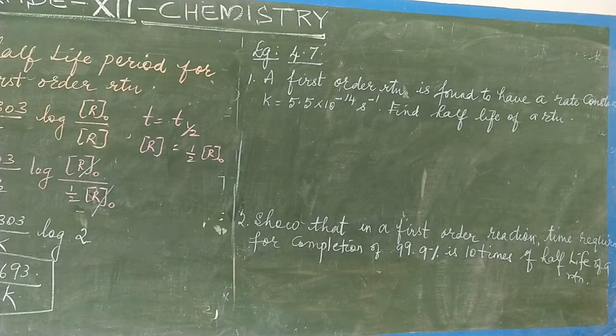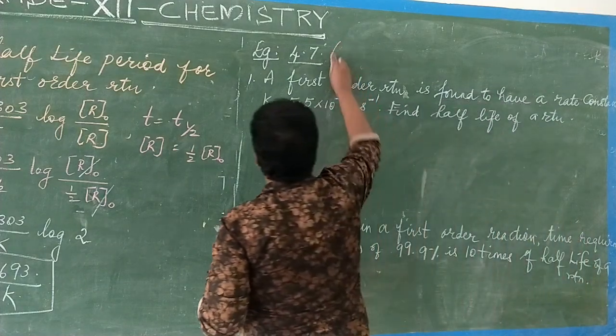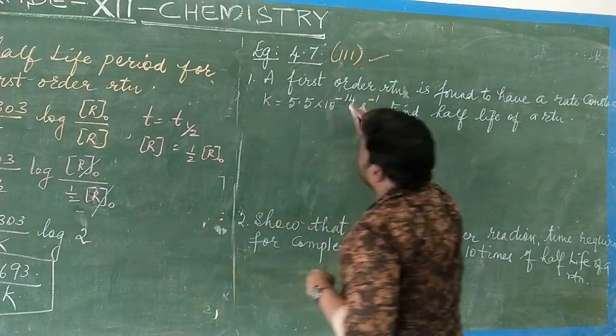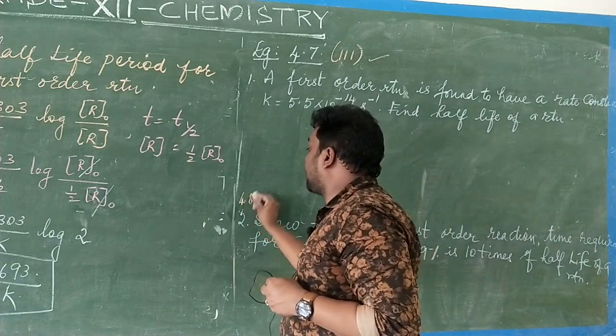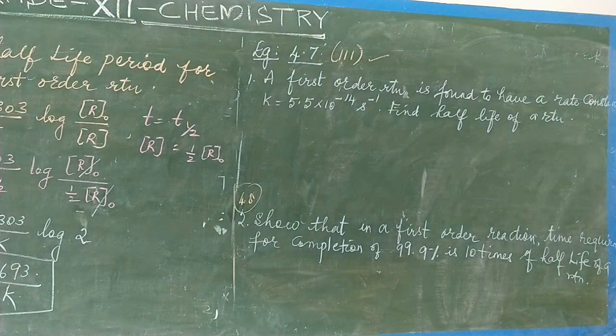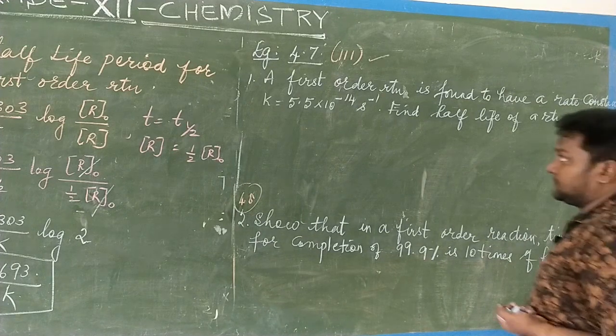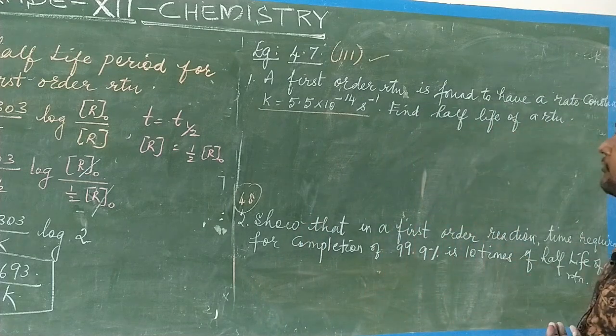So example 4.7, page number 111. On page number 111 you can see example 4.7, and this is example number 4.8. Two sums they have given, and both sums are very important. Now listen: based on half life period, a first order reaction is found to have a rate constant k, whose value they have given. Find the half life of the reaction.